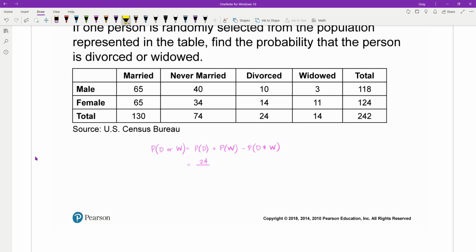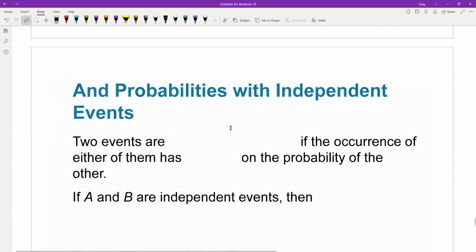Probability of divorced, where's my divorce? This is how many people are divorced. 24, this is my total people, 242. Probability of widowed. Widowed is right here. So that's going to be plus 14 out of 242. How many are divorced and widowed? Well, clearly they're none of them. So that is 0 out of 242. And that gives me 38 out of 242 or 0.157. There it is. Okay. All right.